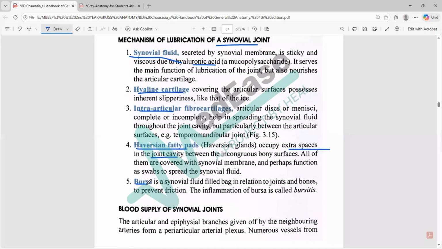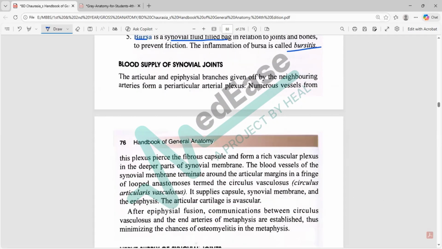Then we have a bursa, which is going to be mainly a synovial fluid filled bag, which will be providing the lubrication, or what you can say, reducing the friction to allow the tendons or the bones to mainly slide easily. Whenever the bursa is inflamed, it is known as bursitis mainly. And when we talk about the blood supply, the synovial joint will be mainly supplied from the epiphyseal arteries, which we have already discussed.